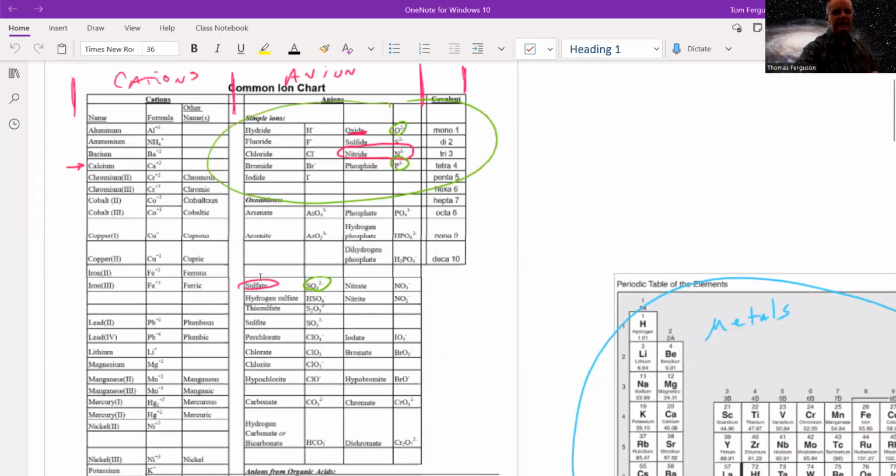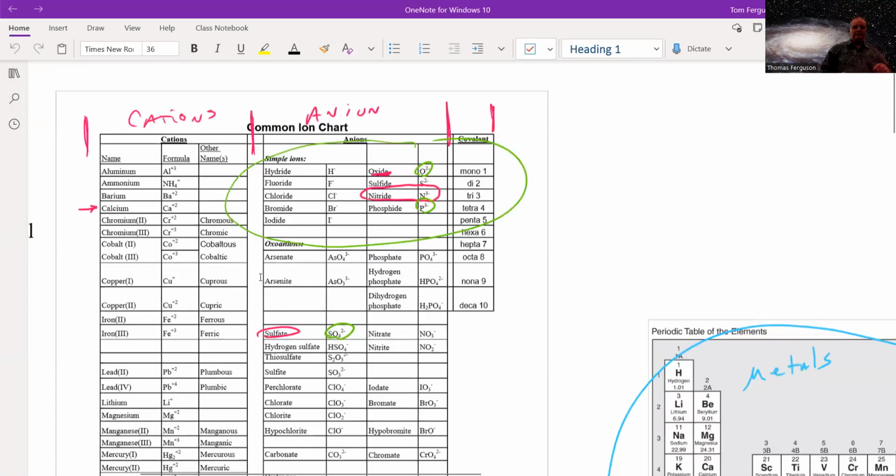Okay, the handout I gave you is called the common ion chart, and this is my common ion chart. It varies. This "common" means someone said this is common. That's how we ended up with a common ion chart.